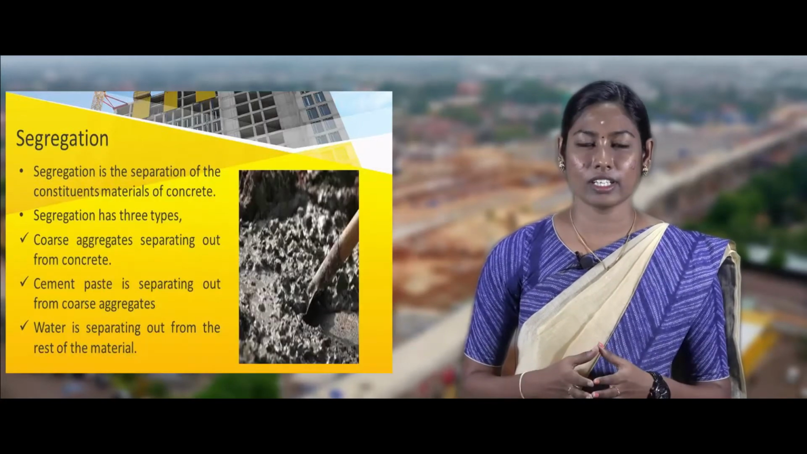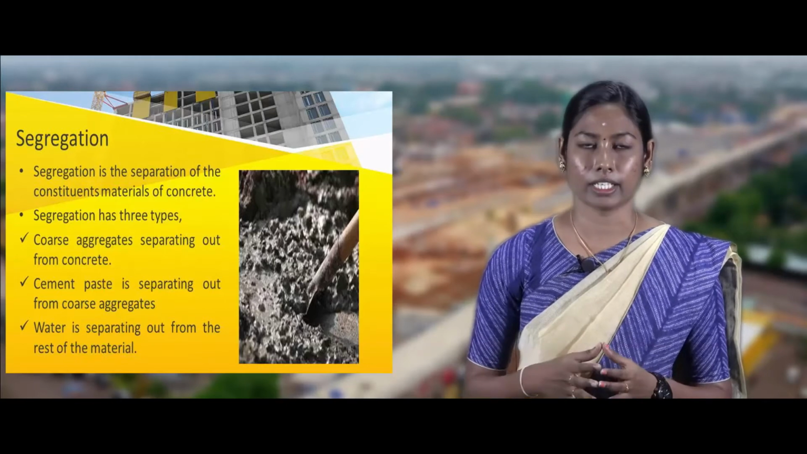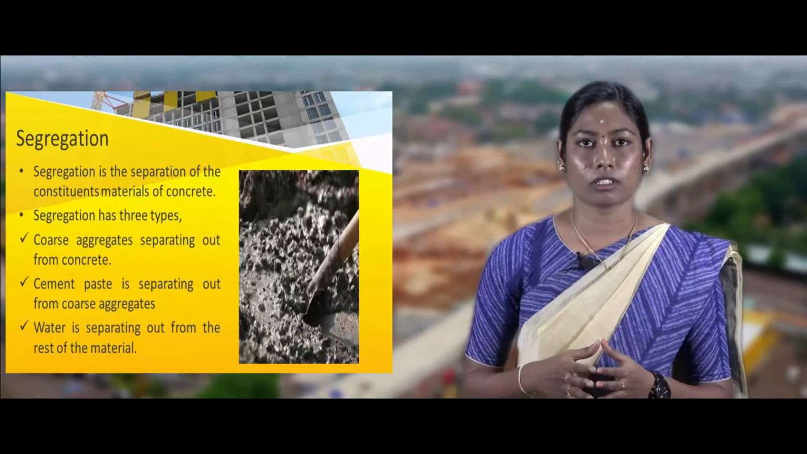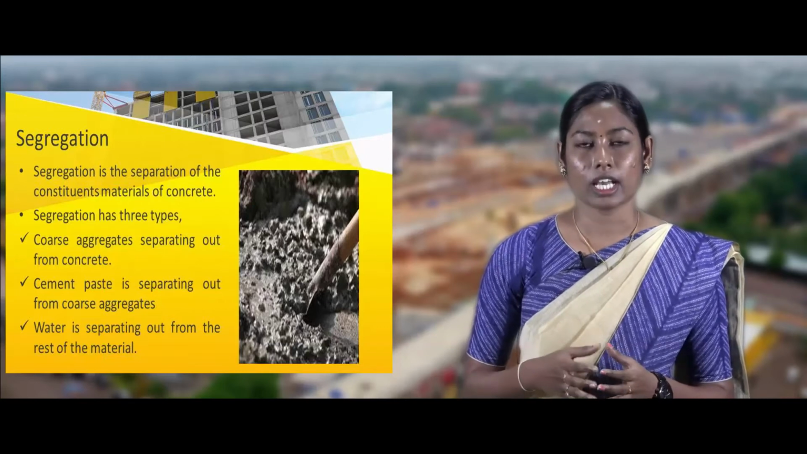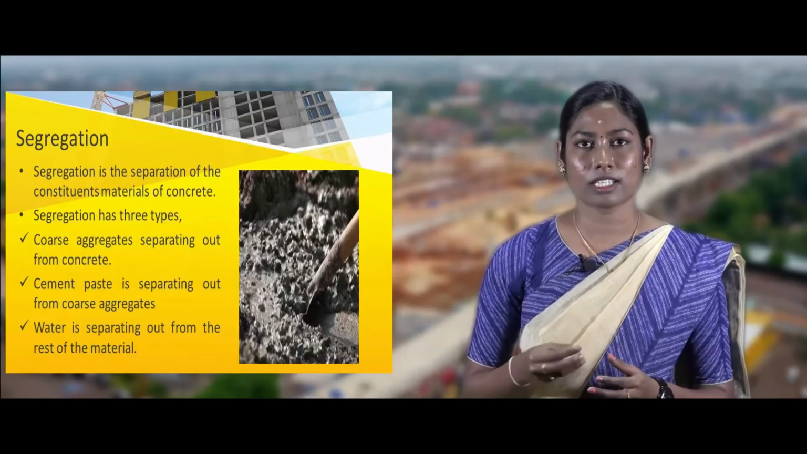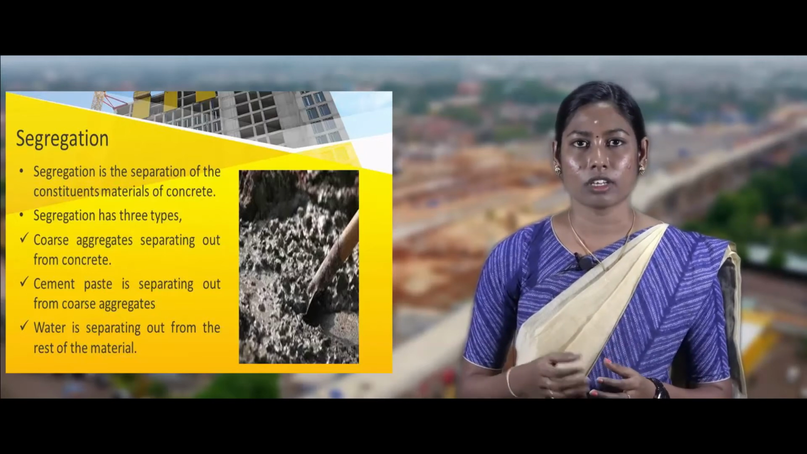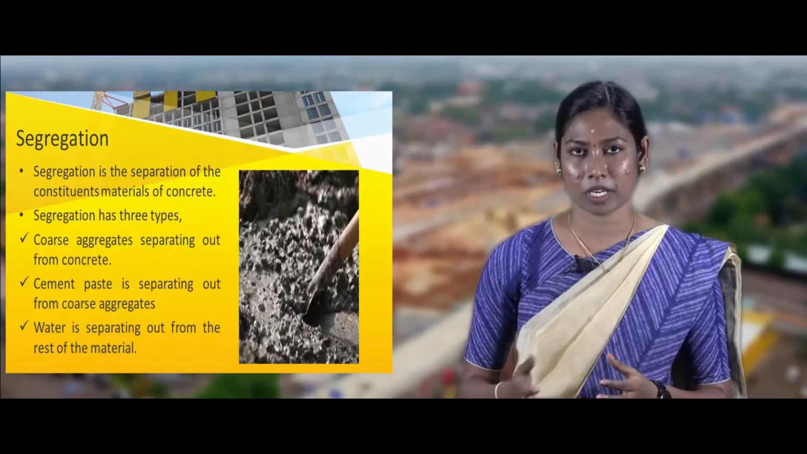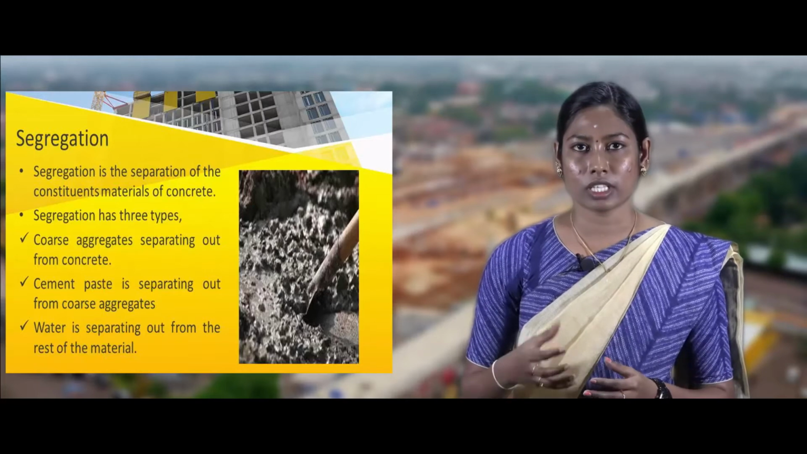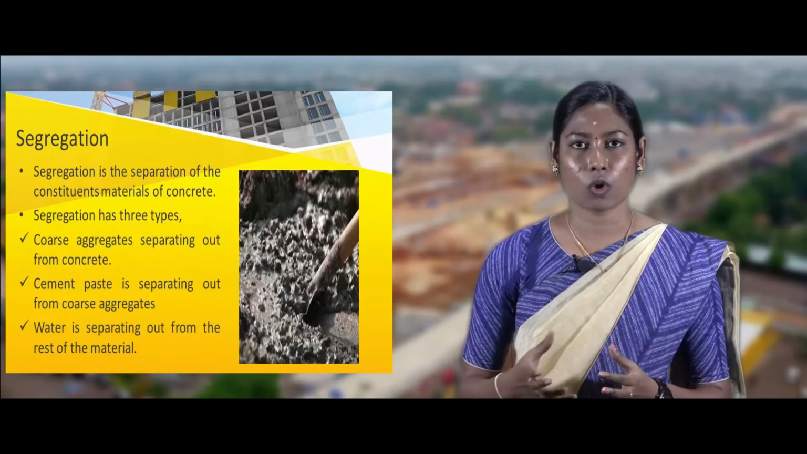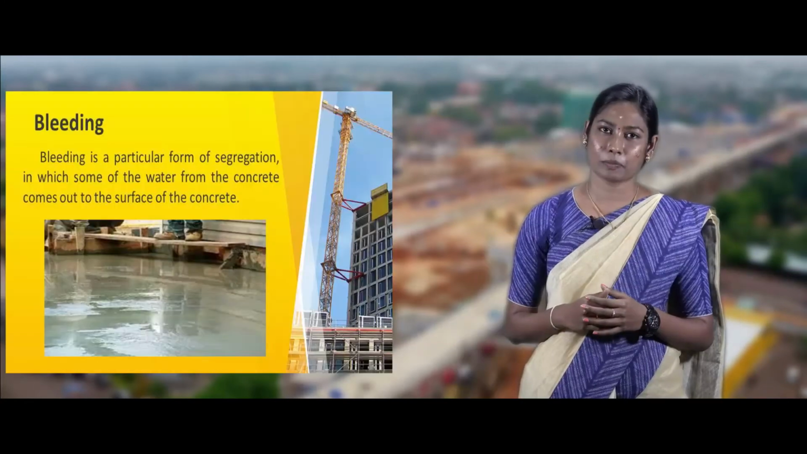Next one is segregation. Segregation is the separation of the constituent materials of concrete. Segregation has three types. The first one, the coarse aggregate separates out from the concrete. The second one, the cement paste separates out from the coarse aggregate. And the last one, the water comes out from the rest of the material. This type of concrete is weak due to the lack of cohesiveness and homogeneity and insufficiently mixed material in concrete.